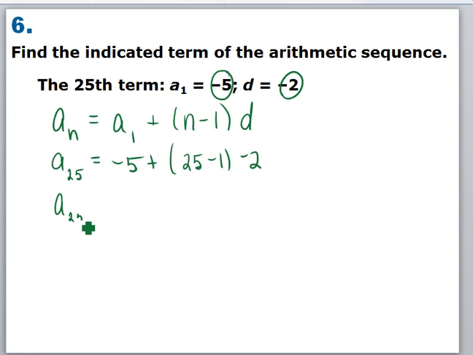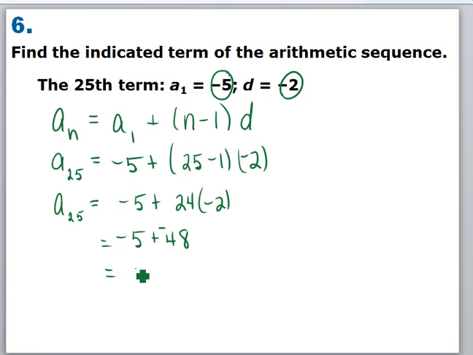That allows me to find the 25th term. That would be negative 5 plus 24 times negative 2. 24 times negative 2 is negative 48. And then I'll add those together and I get negative 53 as my answer. So that would be what the 25th term is equal to.